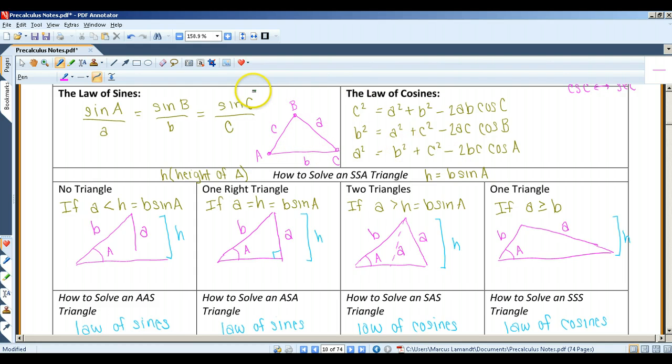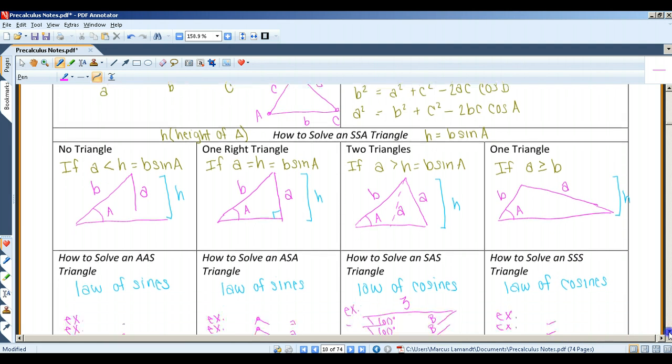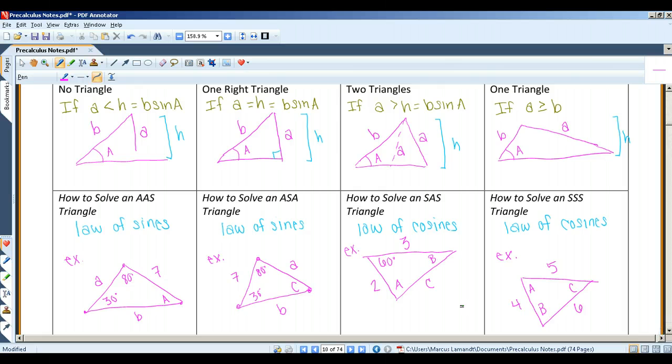Okay? So go ahead and copy these down. We're going to do some problems in class involving those formulas. I'm going to skip down here for a second.